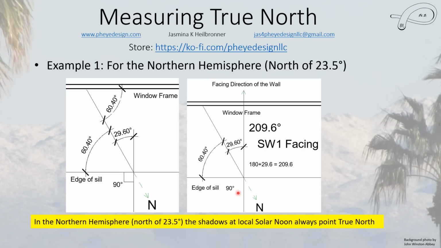So it's 180 plus 29.6 degrees. So this is a southwest facing house, and this is my house. This is my facing direction. My compass says it's south, smack dab almost in the middle of south, or like 170 something.